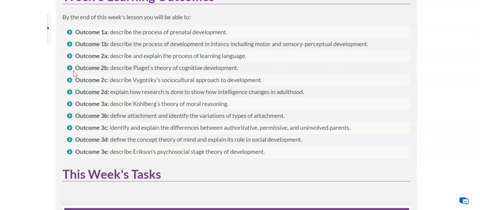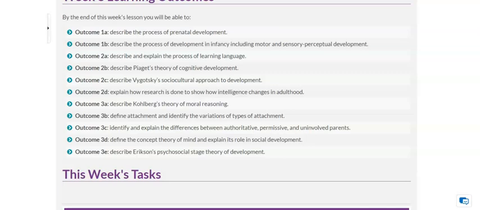This is one of the longer chapters, even though it's in 3 broad sections. There's a lot of theory and a lot of information being presented in this chapter. You'll start with the prenatal process of development and then infancy. Then we'll move on to talk about some theories that are associated with development, especially on the cognitive side.